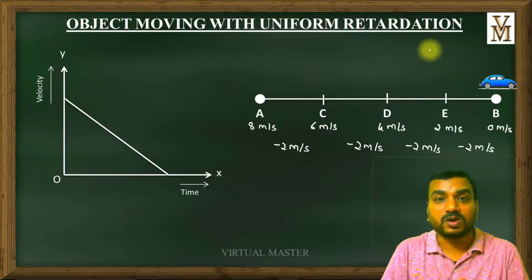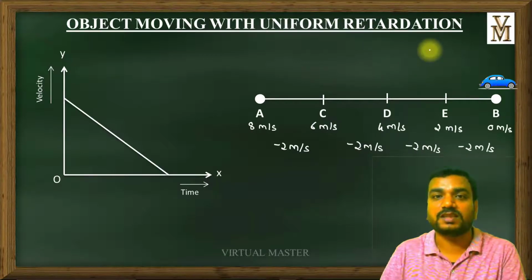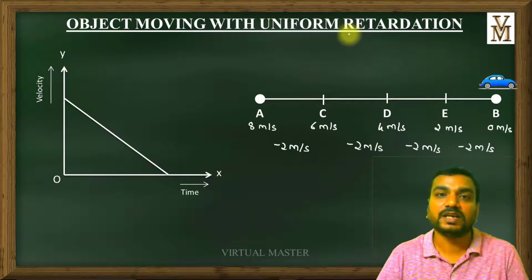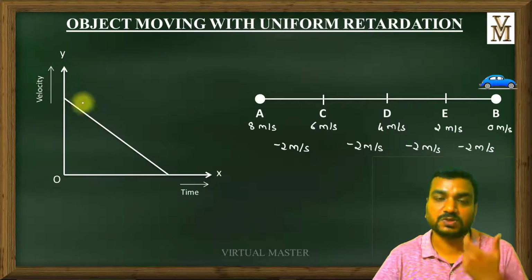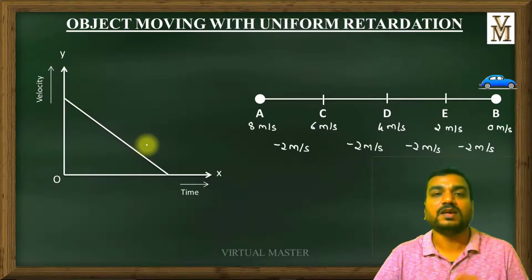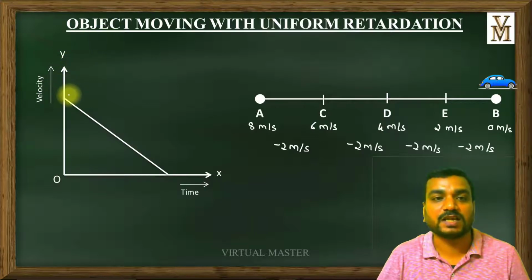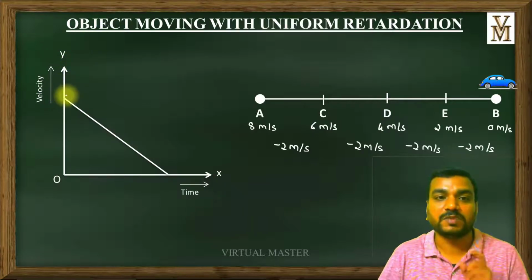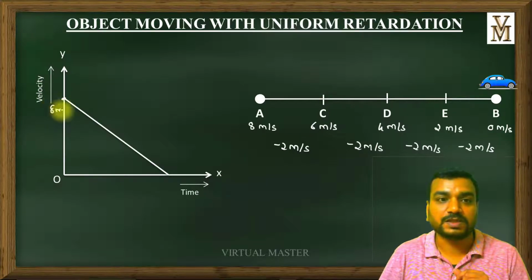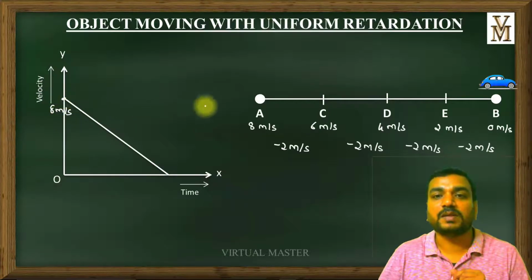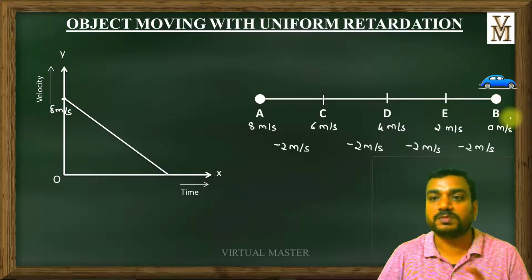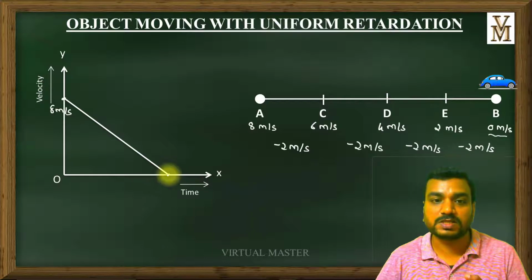And if we draw the velocity time graph of the car, in this case we are going to get a curve similar to this one as shown in the diagram. Initially the car will be starting with a velocity of 8 meter per second. Let us assume this value is 8 meter per second, and it comes to rest at point B. At B it will have 0 meter per second. So this point will be 0 meter per second, isn't it?